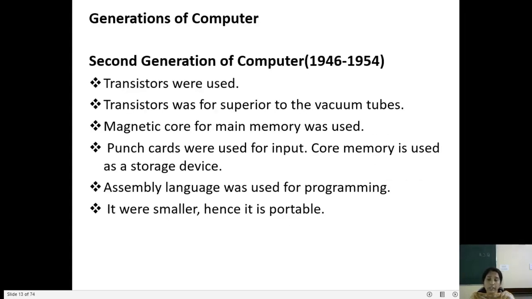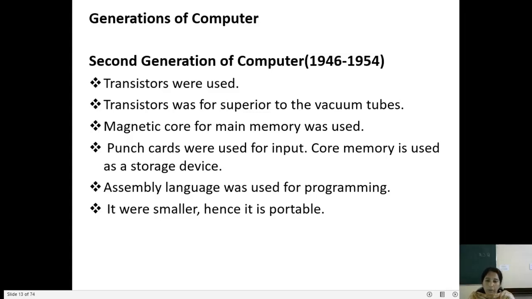When you come to the second generation, it is from 1946 to 1954, and they modified it: instead of vacuum tubes, they replaced them with transistors. The vacuum tube was replaced by the transistor, which is very advanced. You are all aware that the size of the transistor is very negligible compared to vacuum tubes.